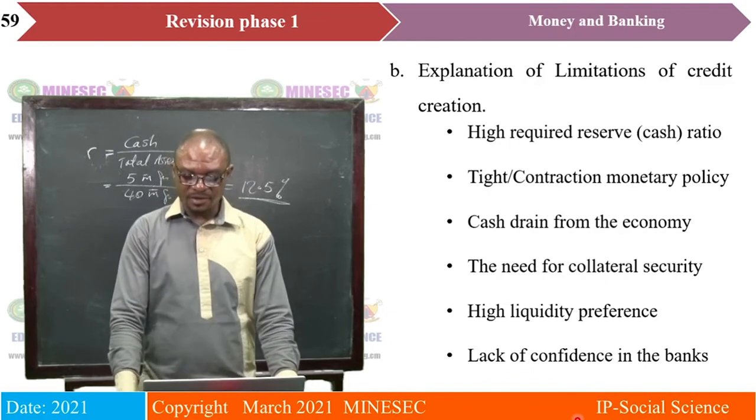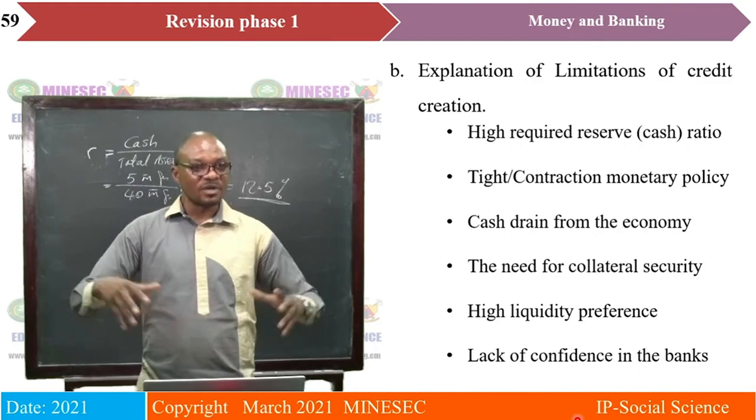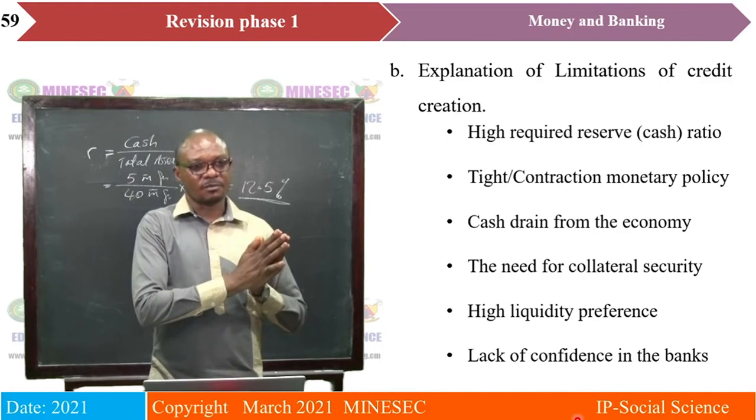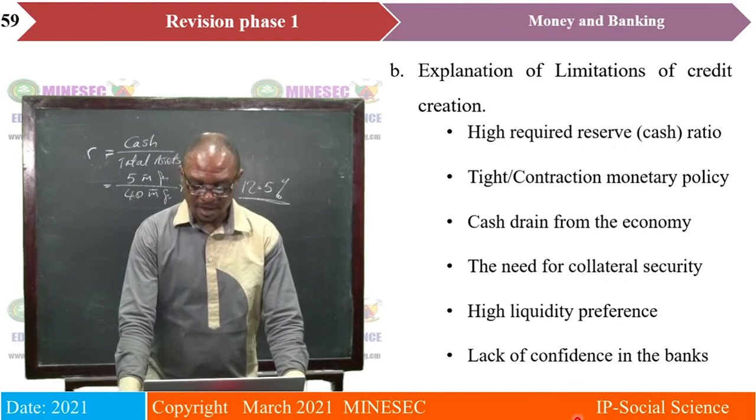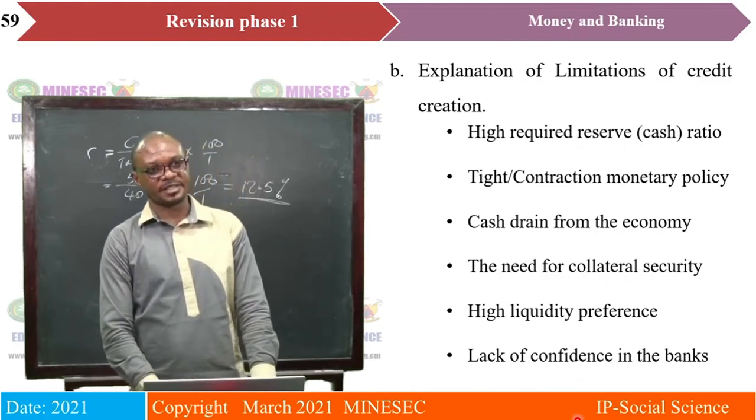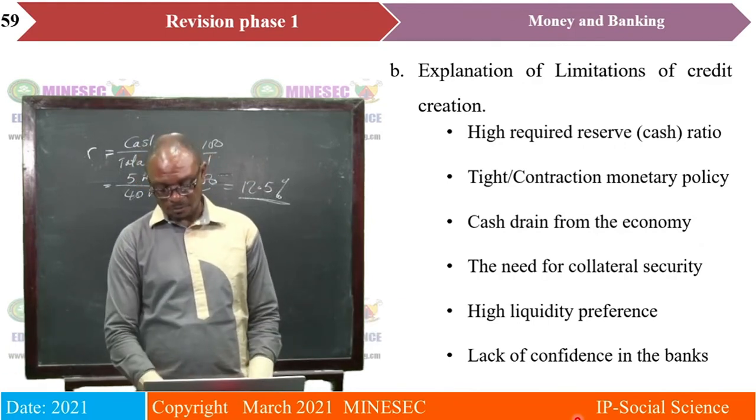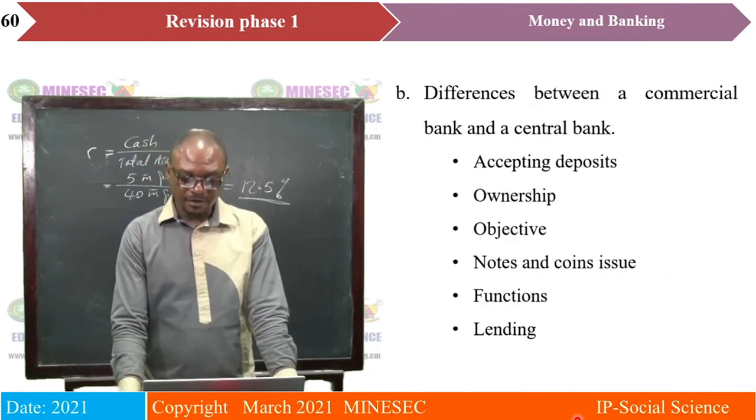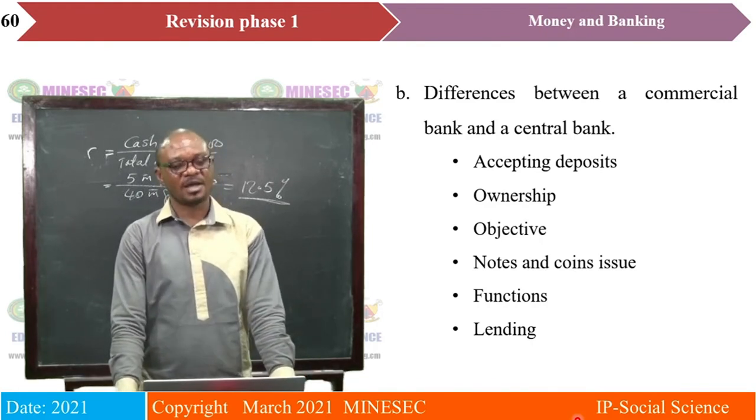And they'll have high liquidity preference. If liquidity preference is high, if the desire to hold wealth only in liquid cash is high, then it means that banks will not even have money to give out as loans, since people will not save their money in banks. And finally, lack of confidence in the banking system. When people don't have confidence in the banking system, then they will simply not deal with banks. And when they don't deal with banks, then the banks will not be able to give out loans, and so credit creation is limited. Then finally, you will ask me the differences between a commercial bank and a central bank.